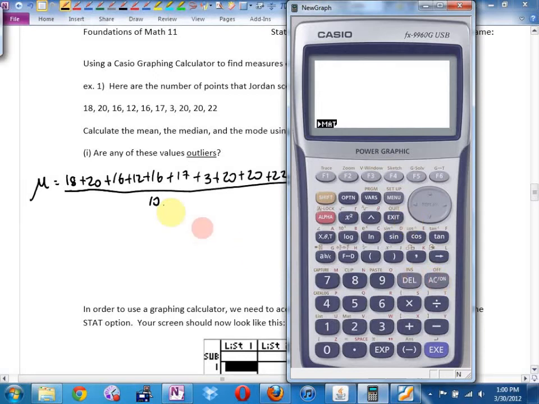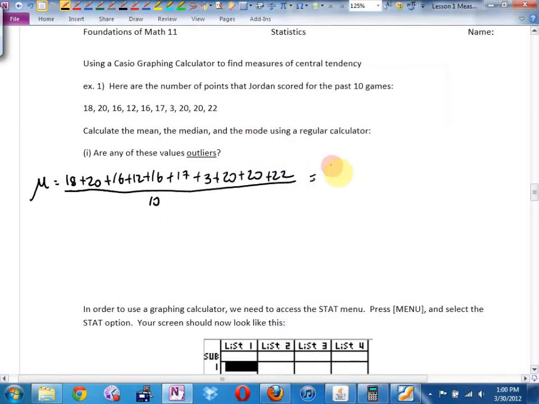You have him divided by 10. No way his scoring average is 144.2 points a game. I know Jordan. He ain't that good. Right? Sorry? 16.4? Because there's more than one number on the top. What about Courtney? Is there more than one? Yeah, brackets. 16.4?